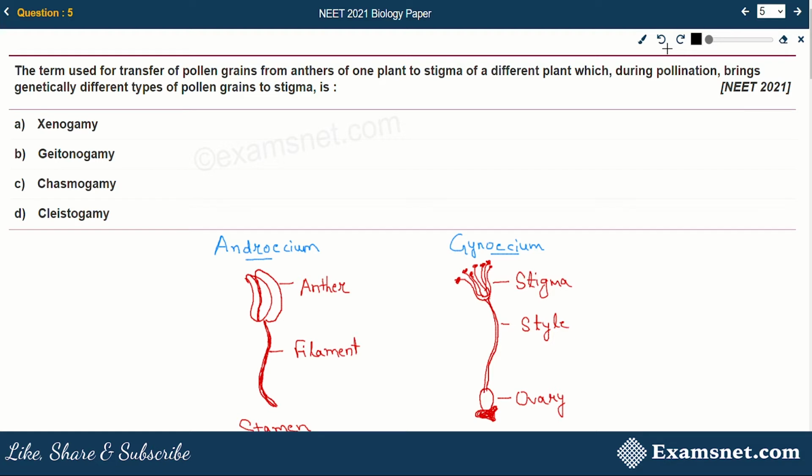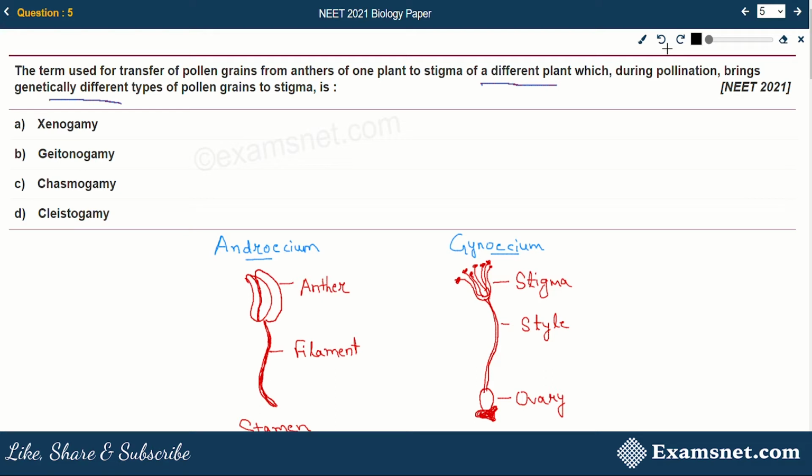Number 5 is from the chapter Sexual Reproduction in Flowering Plants, class 12. And the question is, the term used for transfer of pollen grains from anthers of one plant to stigma of a different plant, which during pollination brings genetically different types of pollen grains to stigma is. Okay, so let's first understand how pollination works.